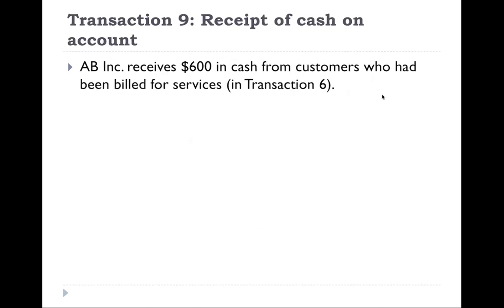Next one, receipt of cash on account. AB Inc. receives 600 in cash from customers. So this is coming from transaction 6. If you still remember, in transaction 6 the firm provided some service and some of it was put on account. And now the firm collected some of those accounts receivable back. So how does this affect the firm's accounting equation?